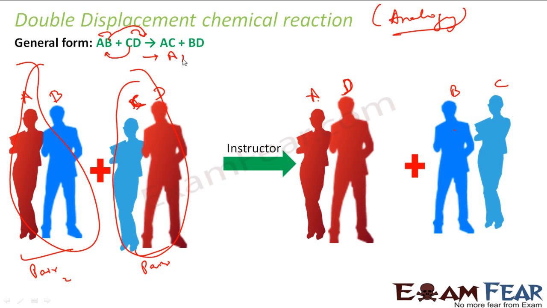Here I wrote AC and BD. I could have also written AD plus BC. It doesn't matter because anyway we are going for a swap. In this case it is AD and BC. This is something that happens in real life. We form pairs and then our dance teacher says, no, this pair doesn't look good, let's swap, and we swap our partners. So that's one example of a double displacement reaction where both are swapped, not only one.